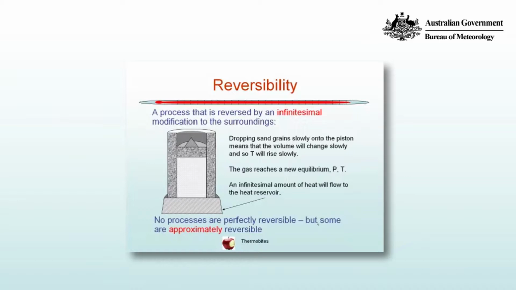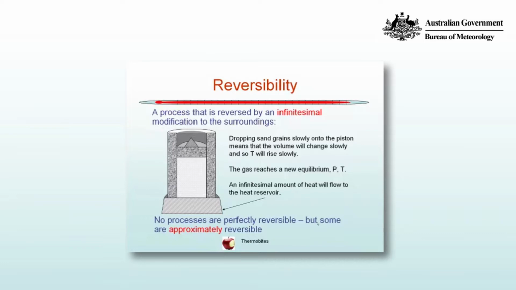We're going to define a process that is reversible by an infinitesimal modification to the surroundings, so the system is able to adjust each time. In this case, what we're going to do is depress the piston by dropping sand grains slowly onto the piston, so that the volume will change very slowly, and so the temperature will rise very slowly. And so each time we add a grain of sand, the gas reaches a new equilibrium pressure and temperature. And each time we do that, an infinitesimally small amount of heat will flow to the heat reservoir at the bottom.